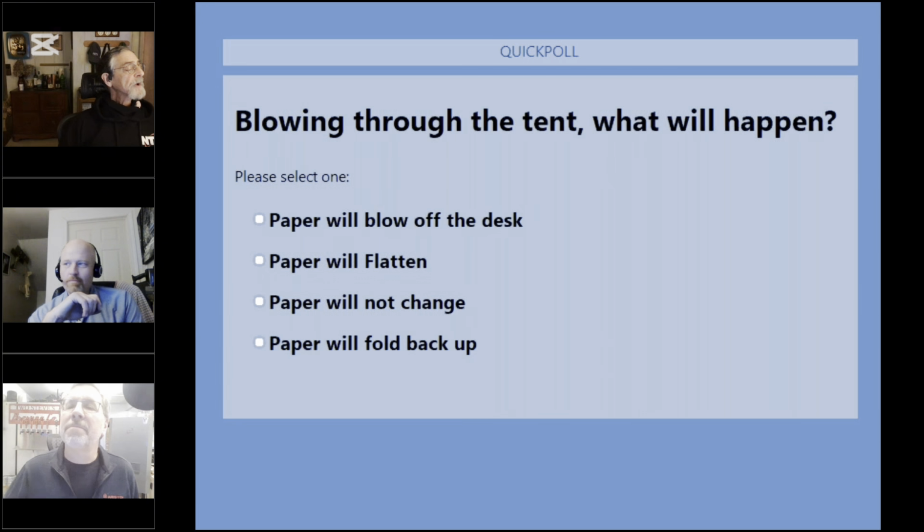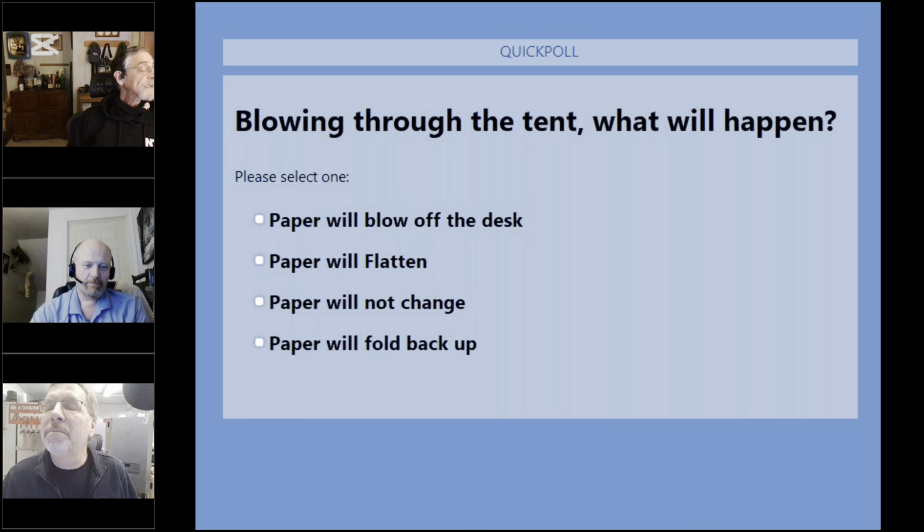14% chose A, paper will blow off the desk. 33% chose B, paper will flatten. 14%, paper will not change. And there's a tie between B and D. The last choice, at 36%, was paper will fold back up. So 36% say it will flatten and 36% say it will fold back up. Wow. I'm going to close that poll.